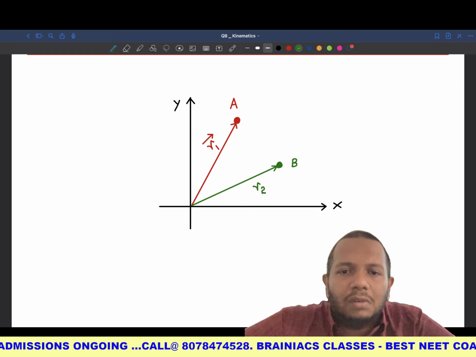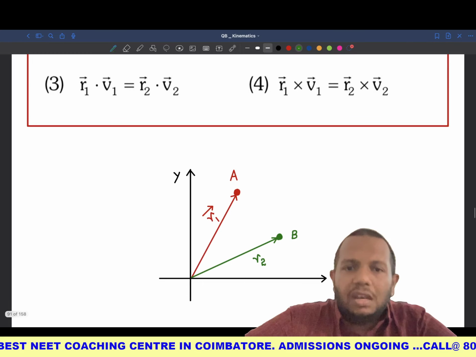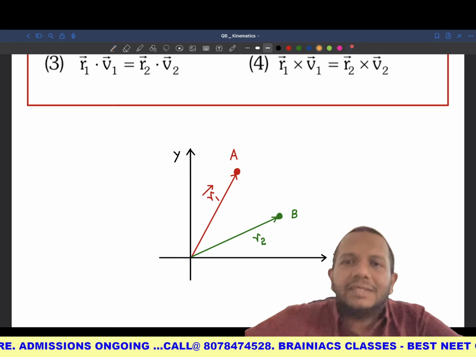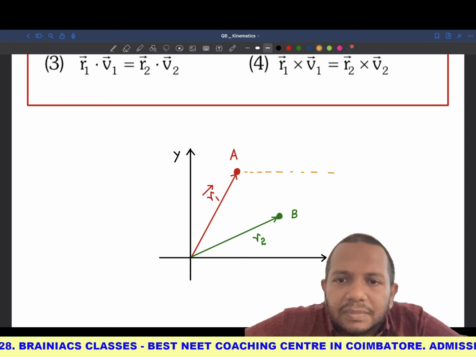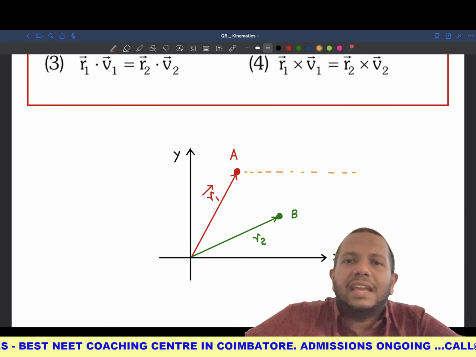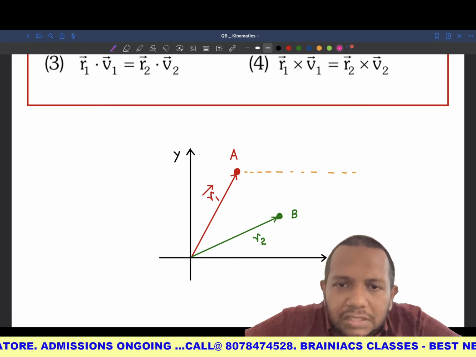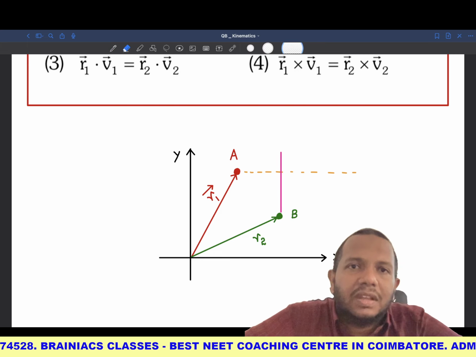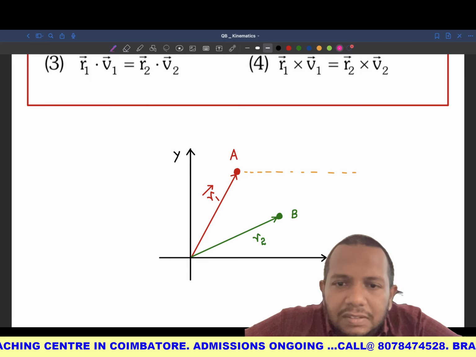Now the question asked here is the condition for the particles A and B for their collision. Now let us assume, we have a lot of assumptions here. Let us assume this particle is moving in this direction, like this. And let me take another color, and say this particle is moving in this direction, in the upward direction. Let me put it a little more beautifully like this.